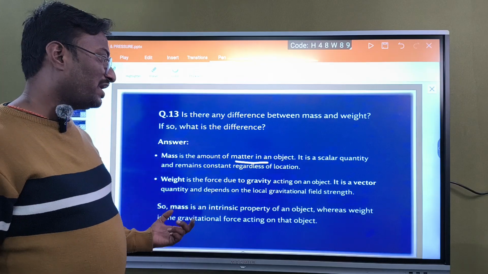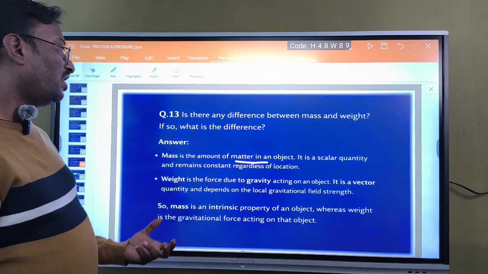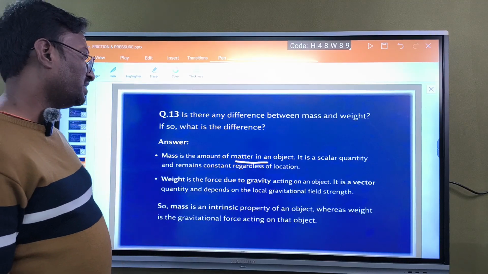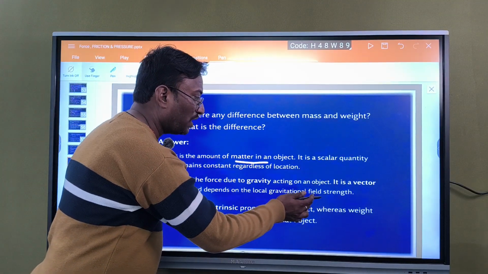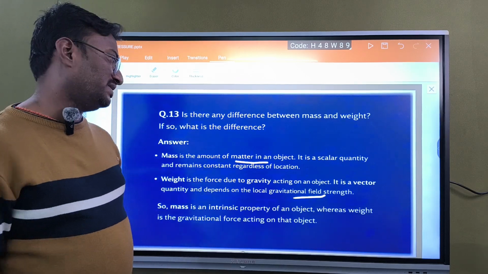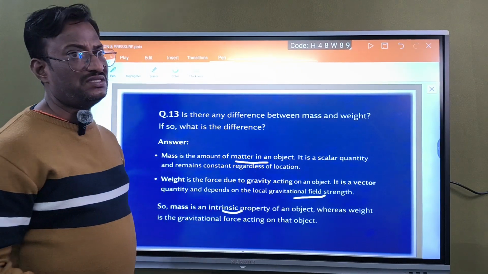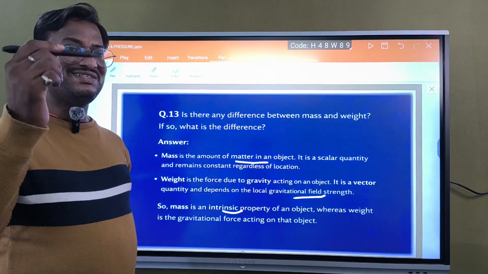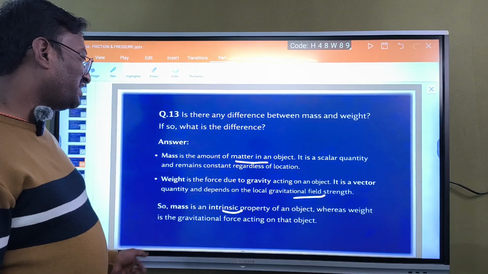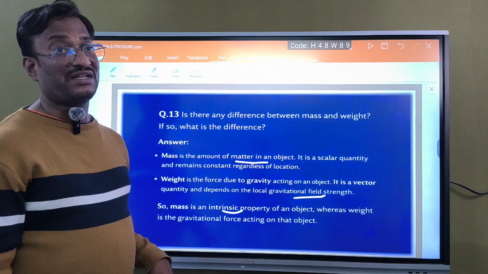But weight is one kind of force. Weight is a force, or weight is due to gravity. Due to gravity, we calculate weight. It is a vector quantity and depends on the local gravitational field strength. I mean, gravity changes from place to place. So mass is an intrinsic property. Intrinsic property means a property which is present inside the body. Whereas weight is a gravitational force acting on it. They both are not the same, they are different.